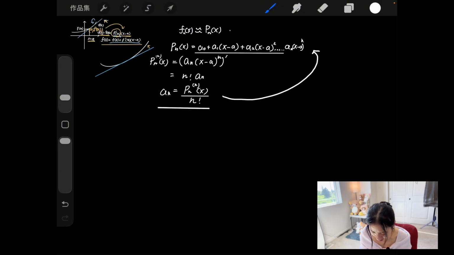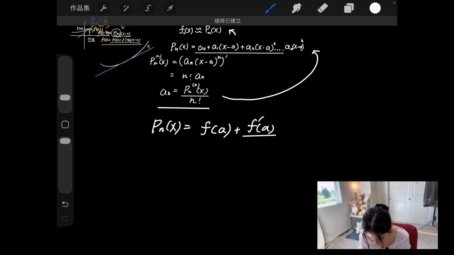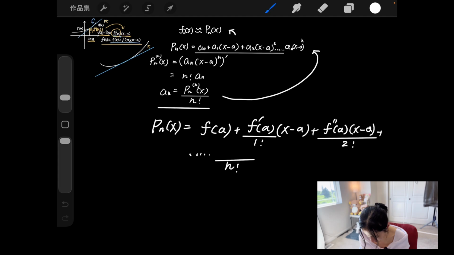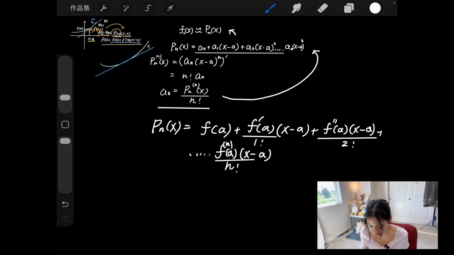So as long as we know the coefficients here, we can apply them to the original function and approximate f(x). Your p_n(x) will look like this: f(a) plus f'(a) over 1 factorial times (x minus a), plus f''(a) over 2 factorial times (x minus a) squared, and all the way to the nth derivative of f at a, over n factorial, times (x minus a) to the power of n. So it will look like this.